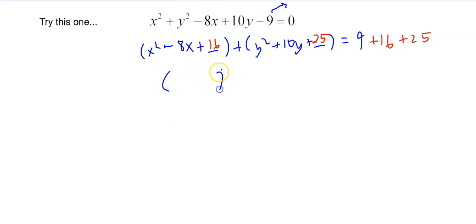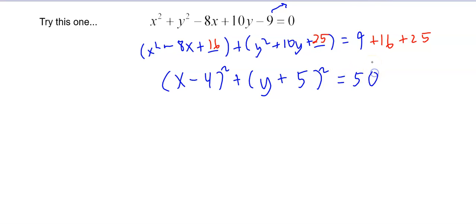So this should be a perfect square. Minus, because of the minus, 4 is the square root of 16. Y plus, square root of 25 is 5. Equals 25 plus 25 is 50. And if they ask for the center and the radius, it would be positive 4, negative 5, so (h, k). And the radius is the square root of 50.